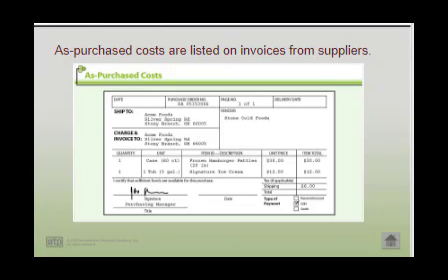An as-purchased cost is the amount paid for a product in the form it was ordered and received. The as-purchased costs for food and beverage products are documented on invoices. An invoice is a document provided by a supplier that lists the item amounts delivered to a food service operation and the prices of those items.